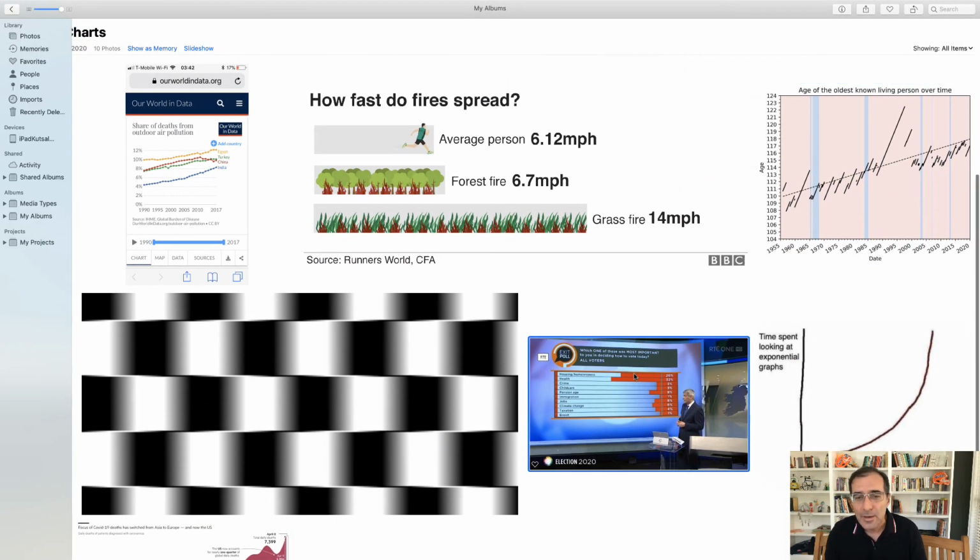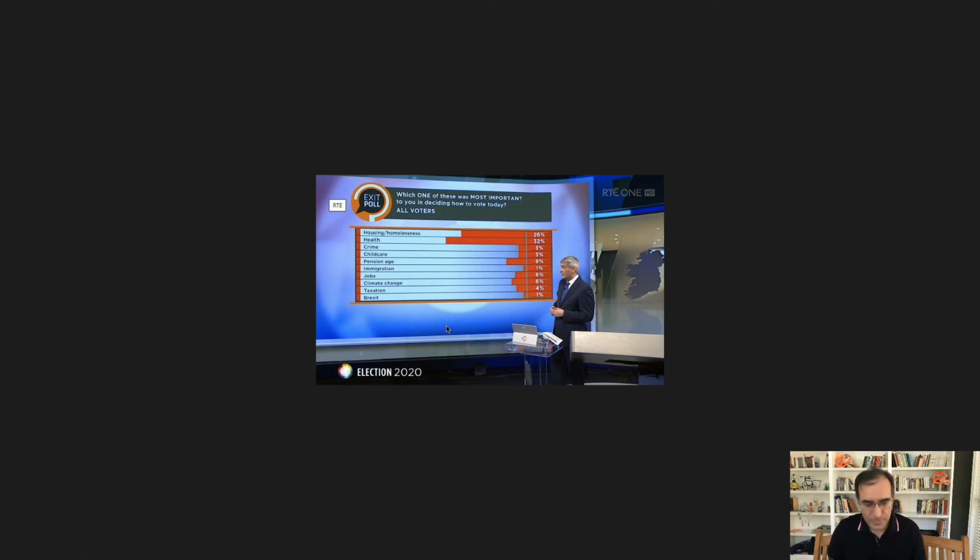Now, the final thing I want to show you in terms of errors. This is one of the examples. Look at this chart. It says, which one of these was the most important to you in deciding how to vote today, all voters. Here it says housing and homelessness, health. Which one was the highest? It's hard to tell, right? It's actually health that was the highest.